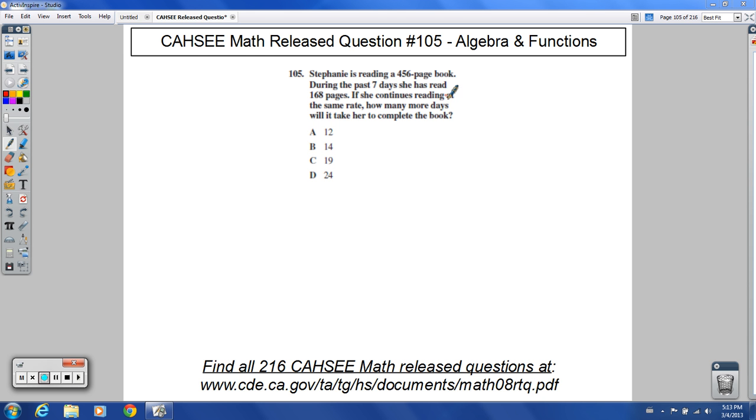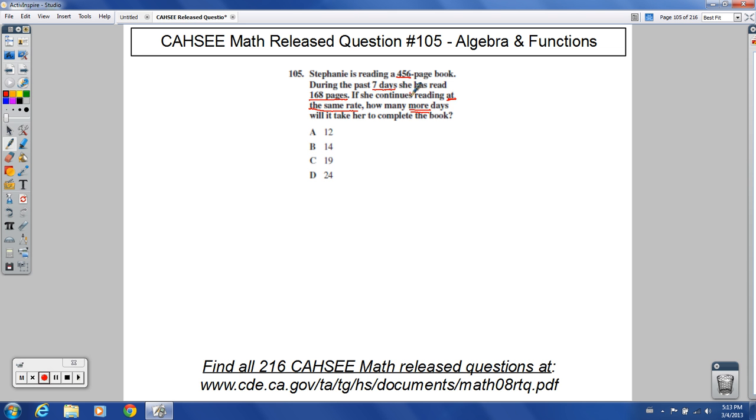If she continues reading at the same rate, so that's pretty important here. I'm going to underline that, at the same rate. So she's read 456 pages, and in 7 days she's read 168 pages. Okay, how many more days? That's a really key word here. How many more days? Not how many total days, but how many more days will it take her to complete the book? And so let's think of this in this way. I think this is the easiest way to think of it.